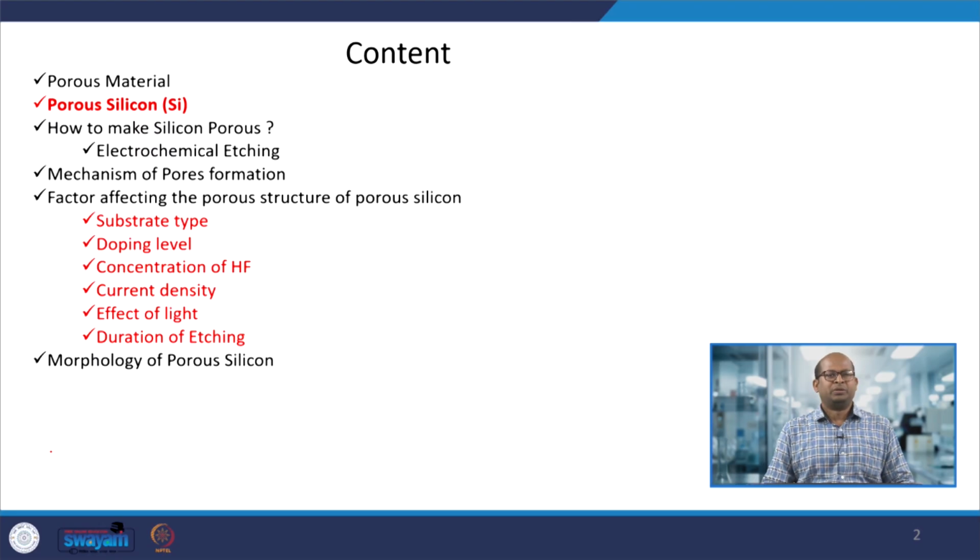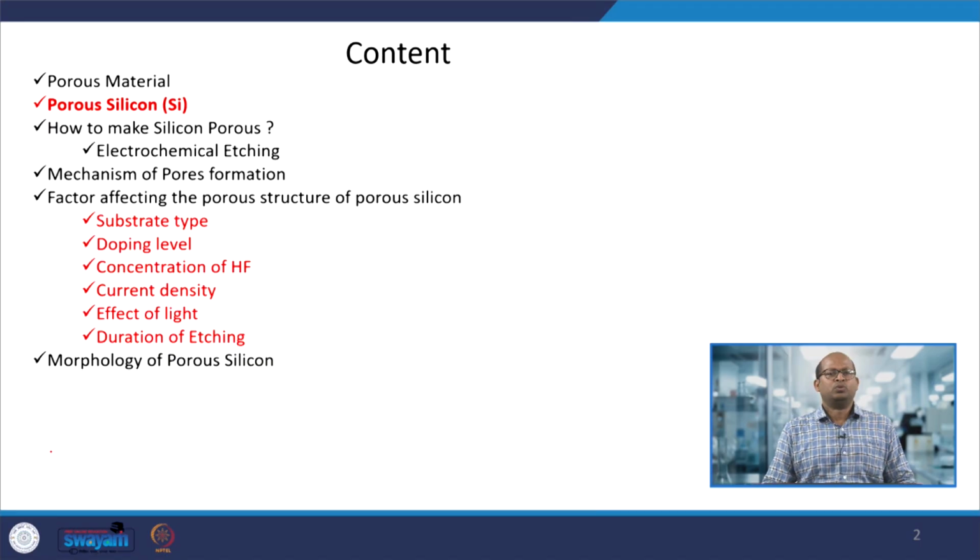We will discuss the different types of pores, naturally available or that we can also prepare in labs. Then we will discuss porous silicon particularly, and how to make porous silicon experimentally, in lab scale, by considering an experimental setup. There we can consider silicon precursors, and using that we can develop the pores by many available methods. Out of those, the electrochemical etching method will be discussed, and then some mechanisms of pore formation.